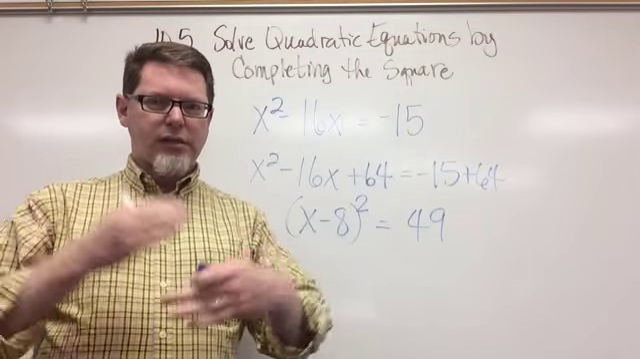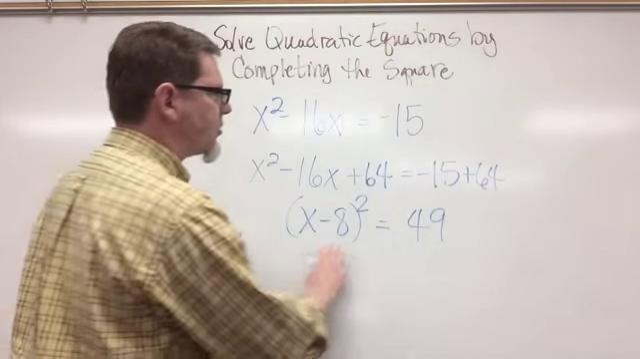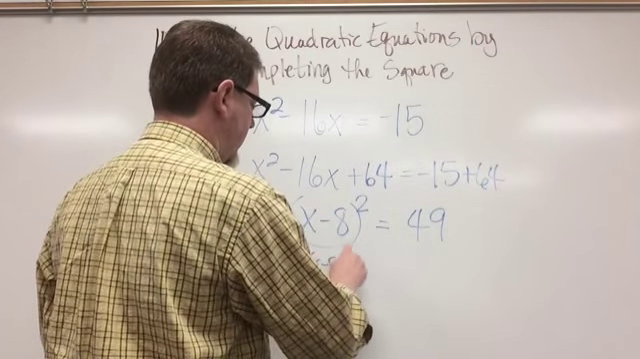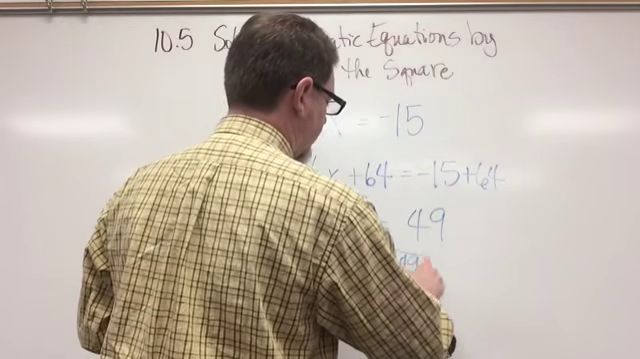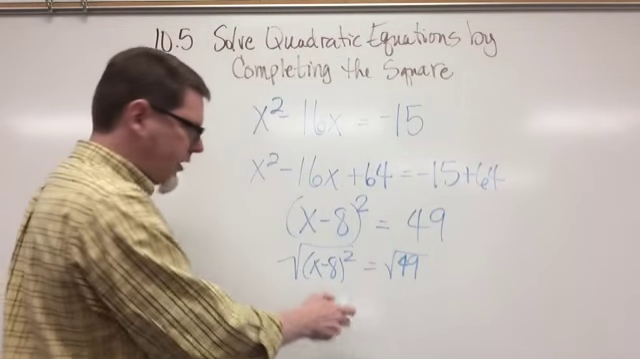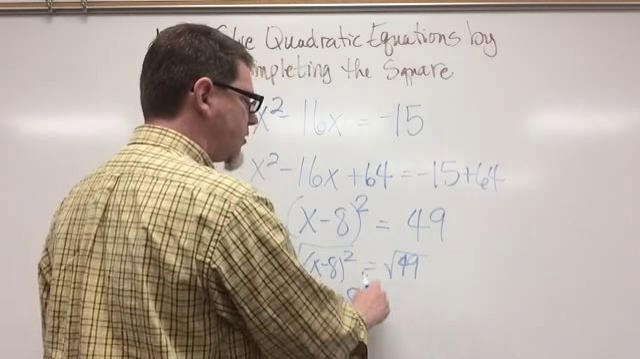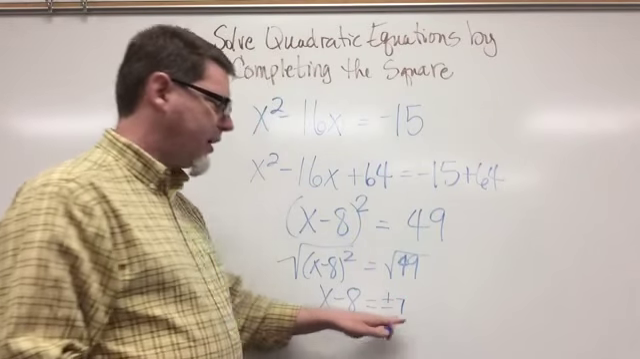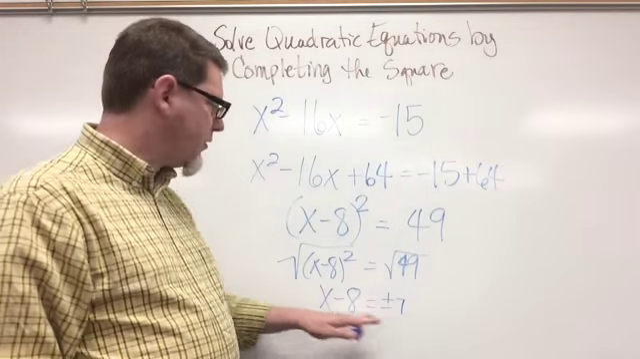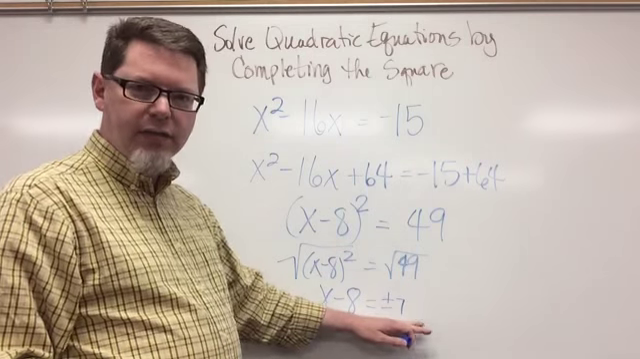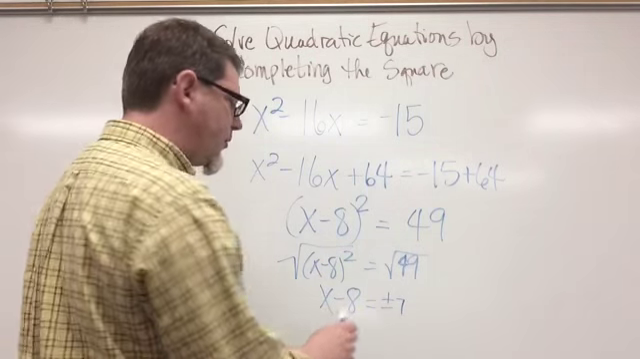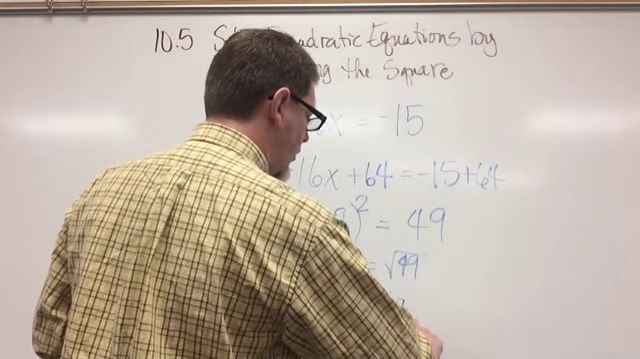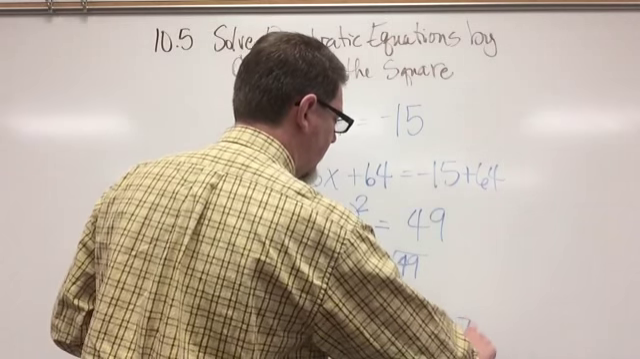And now we're getting to a place that we are becoming familiar with. I find the square root of both sides: the square root of x minus 8 squared equals the square root of 49. So the square root of x minus 8 squared is just x minus 8, and the square root of 49 is plus or minus 7. I've got to keep that plus or minus part. So if x minus 8 equals plus or minus 7, then now I've got to figure out what x equals. So I'm going to do x equals 8 plus 7, or x equals 8 minus 7.